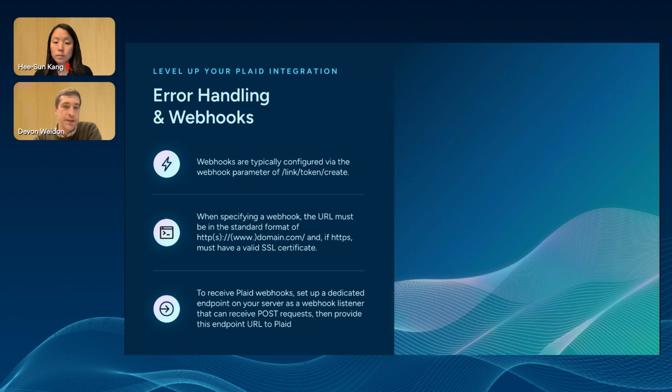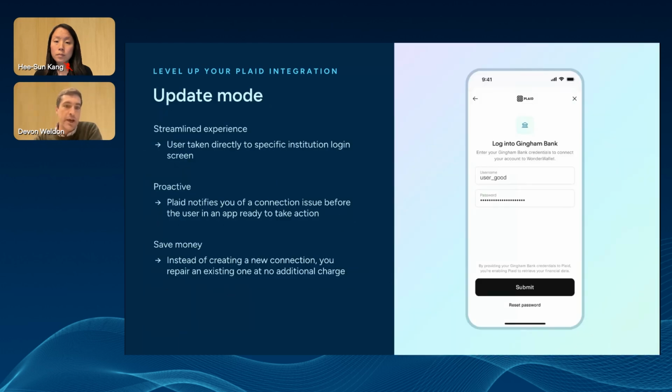When you receive a notification that an account needs to be reauthorized, you can send that user through update mode. Not only does this create a more streamlined experience for your end user, as they are taken directly to the institution login screen of the institution that they had connected prior, rather than having to restart the Plaid flow entirely, but it saves you money. Instead of being charged to create a new connection, update mode simply patches the currently connected account at no additional charge. If you have a Plaid integration that requires the use of ongoing data from a connected account, implementing update mode is one of the most important things you can do to create a better user experience and save money on your Plaid integration.